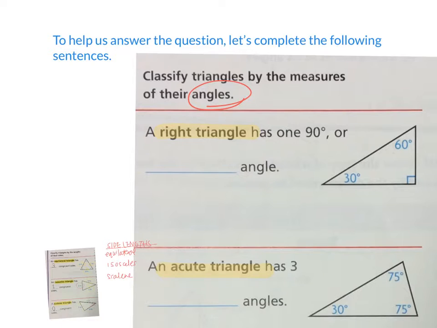The first one is a right triangle, which has exactly one 90-degree angle. Do you see how this angle here is 30 degrees, this angle is 60 degrees, but this angle is 90 degrees? Remember that this square symbol means 90 degrees, a right angle. So if a triangle has one right angle, we call it a right triangle.